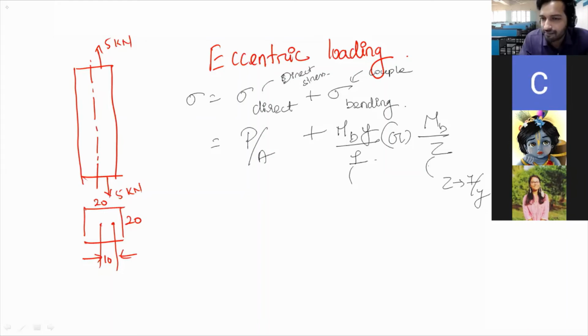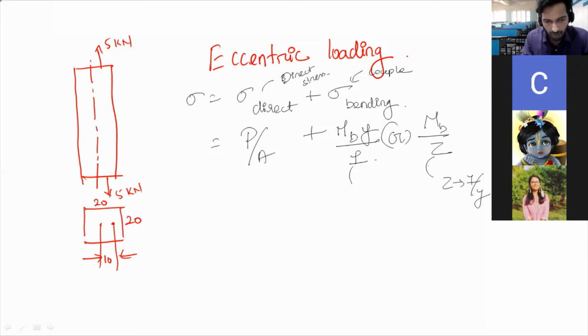What is y? Distance from the neutral fiber. What is that? Distance between the neutral fiber and the top. Top fiber, sir. We can say top fiber or outer fiber. So it is the distance between the outer fiber and the neutral axis actually.